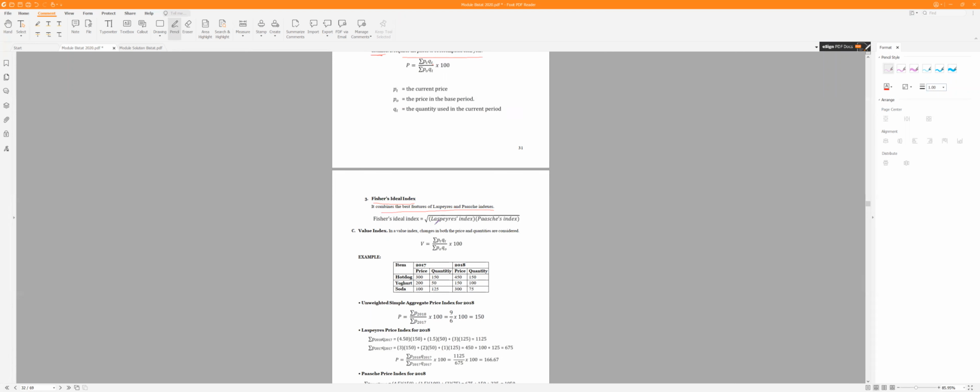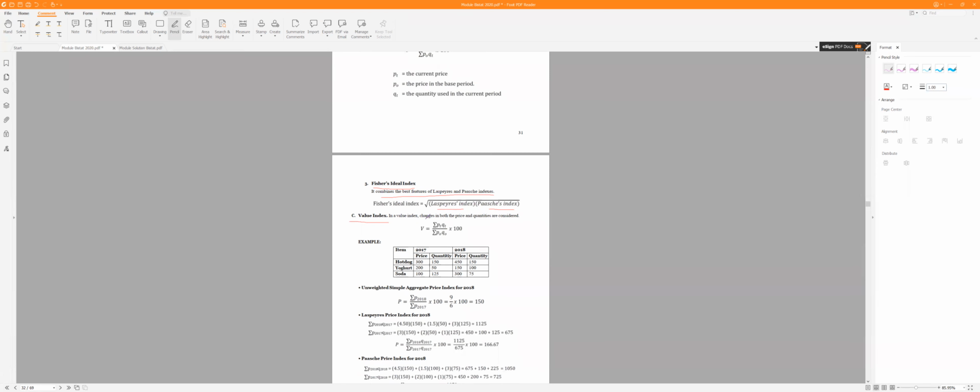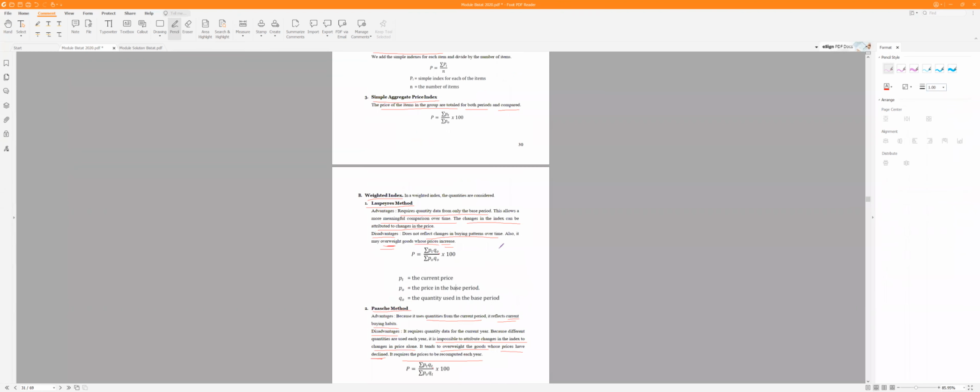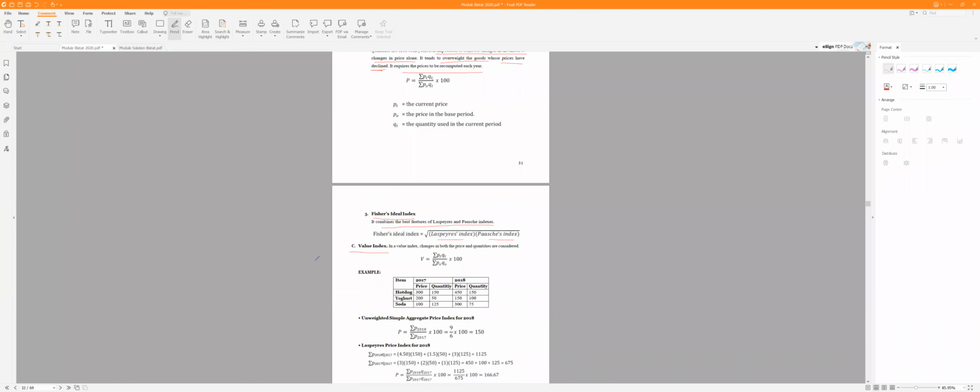So after you get Laspeyres and Paasche, you multiply them together, my bad, and then you square root them. There you can get Fisher's ideal index. And the value index. Oh yeah, my bad. This is the third type of index. So there's not just two types, there's three.